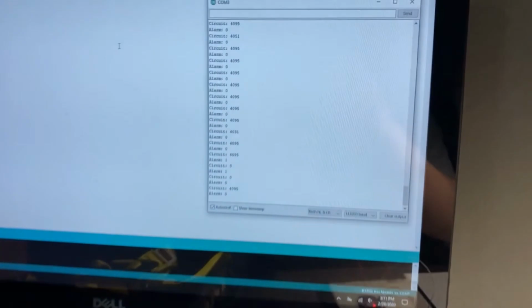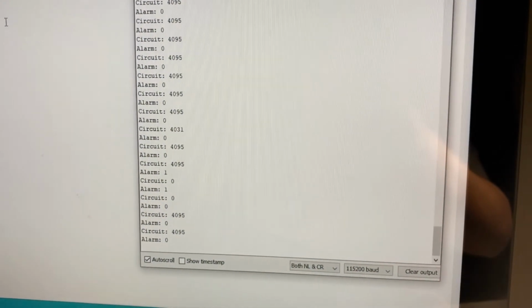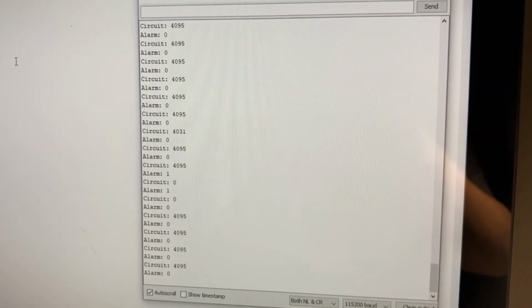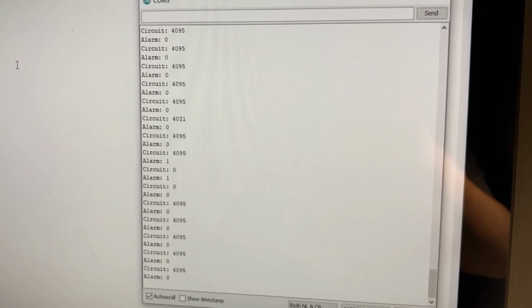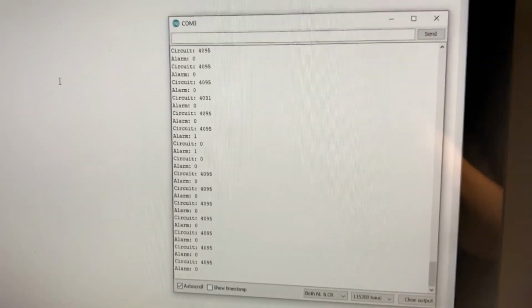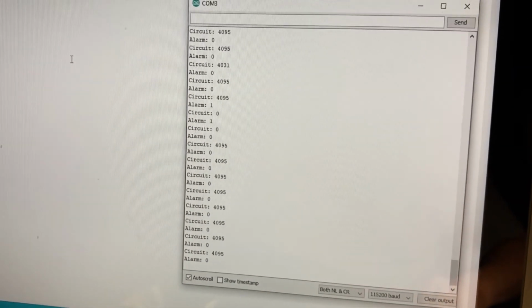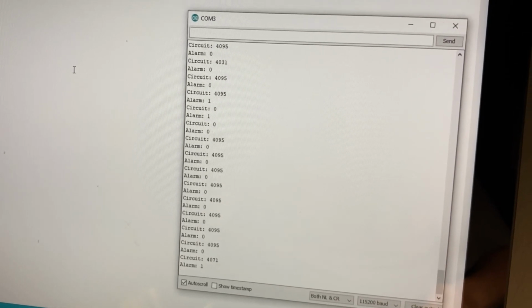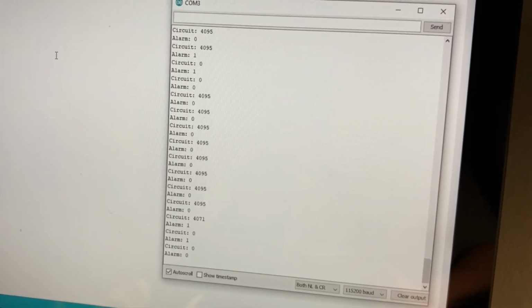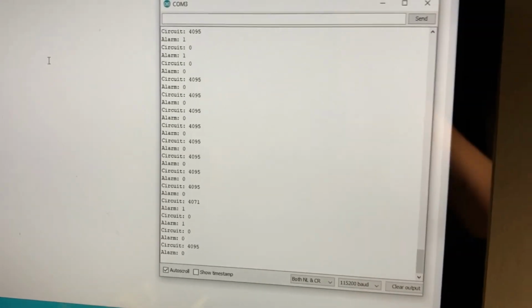On the software here, we can see that the circuit remains closed as a high number, and the alarm is low. And as the circuit is opened, the circuit number goes low and the alarm value goes high.